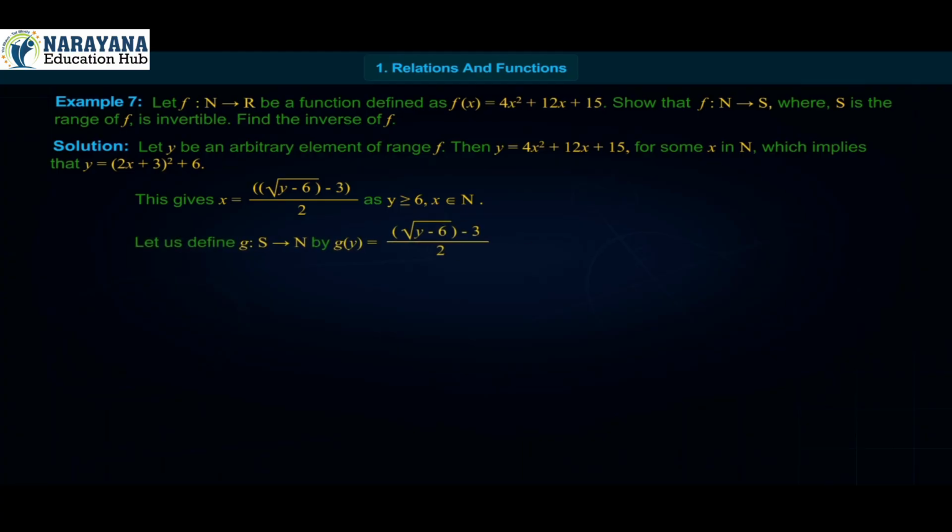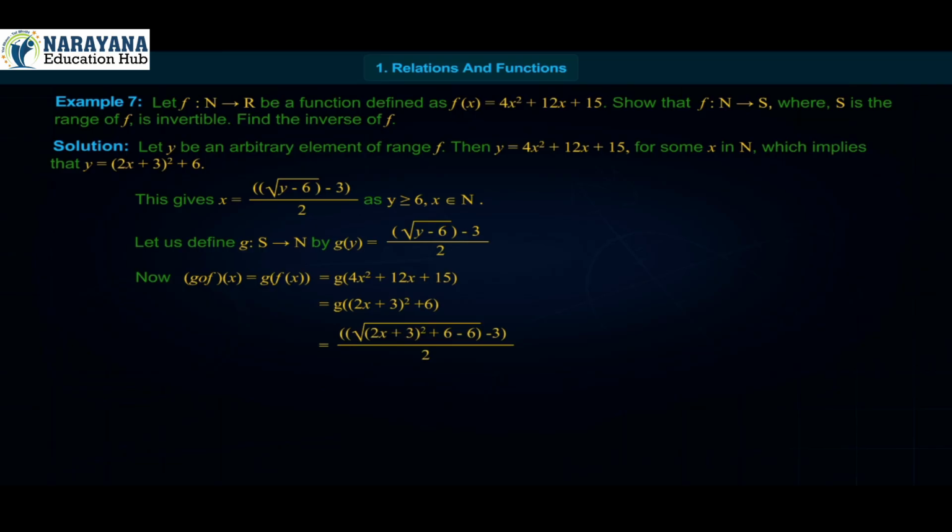Let us define g from S to N by g(y) = (√(y - 6) - 3)/2. Now, g∘f(x) = g(f(x)) = g(4x² + 12x + 15) = g((2x + 3)² + 6) = (√((2x + 3)² + 6 - 6) - 3)/2 = (2x + 3 - 3)/2 = x.